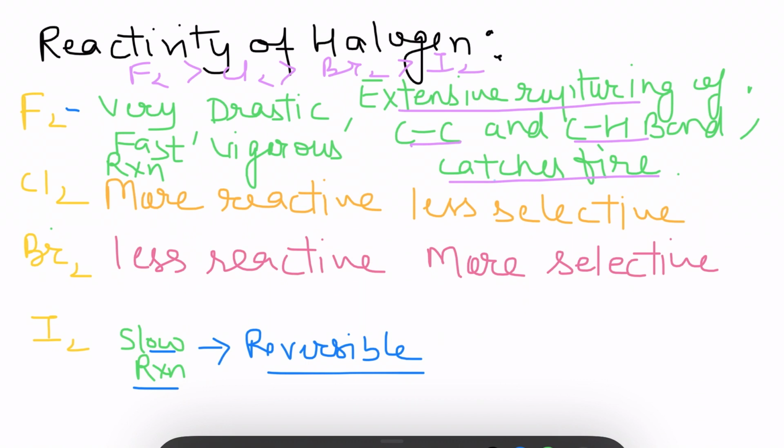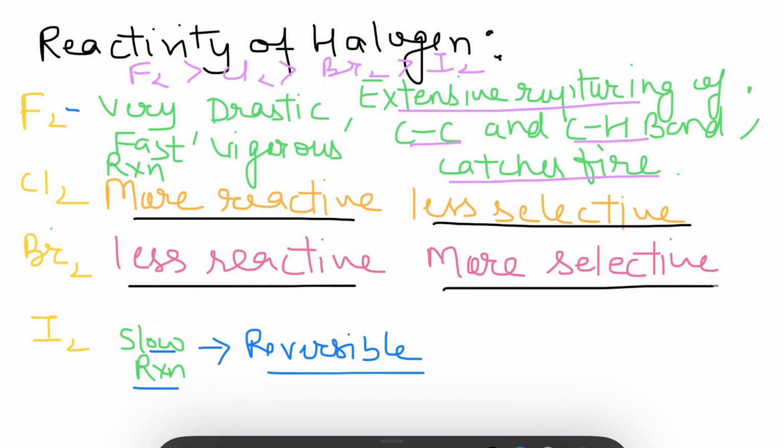In the case of chlorine and bromine, chlorine is more reactive, so its selectivity will be less, whereas bromine is less reactive, so it is more selective in nature.